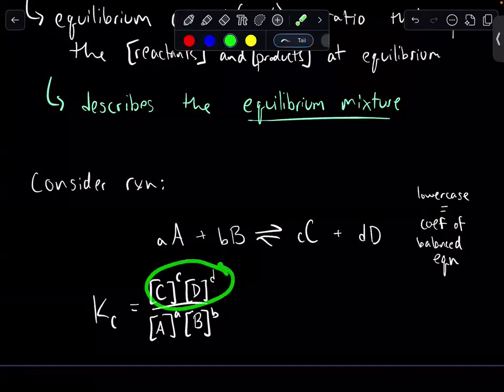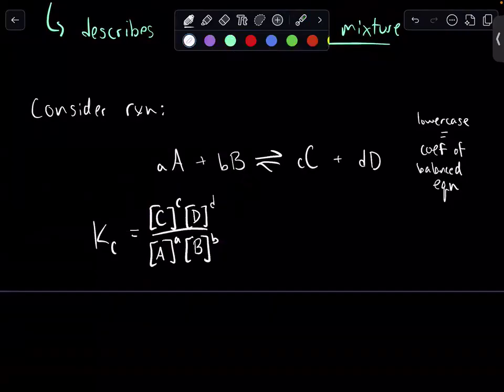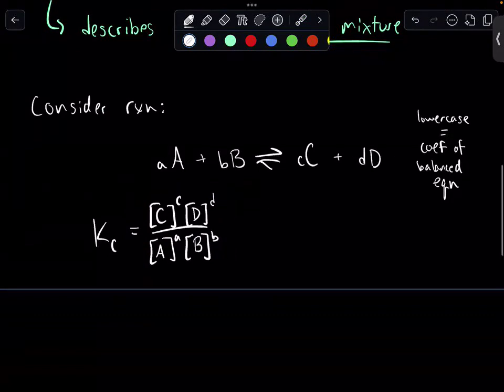It is essentially the amount of products divided by the amount of reactants. If we have more products, we can expect Kc to be higher. If we have more reactants, we can expect Kc to be lower. This value will not be negative. The value will always be at minimum zero, or it will not hit exactly zero, but it will approach zero, and it can be incredibly high as well.